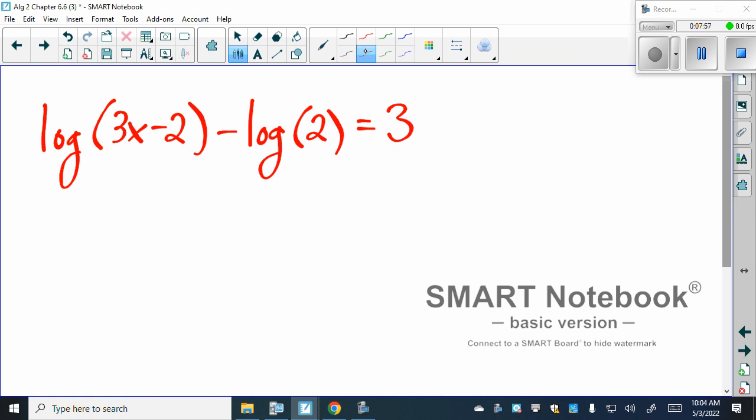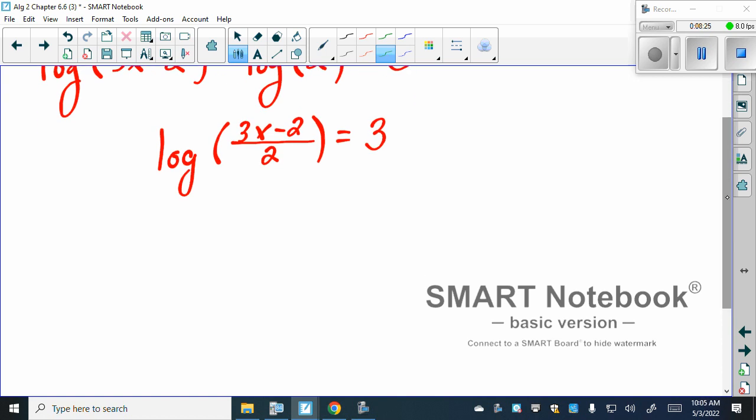Because we talked about these yesterday, whenever we have 2 logs being added together, I can rewrite it as a single log being multiplied. If we have 2 logs being subtracted, I can write it as a single log where what's inside is being divided. Now everything's the exact same as what we did yesterday. So we need to put both sides to the same base, which would be 10. These cancel.